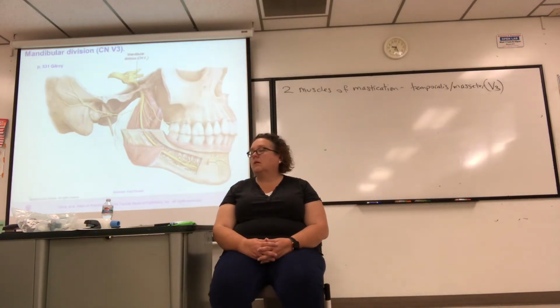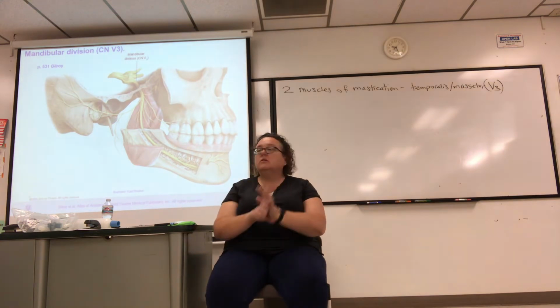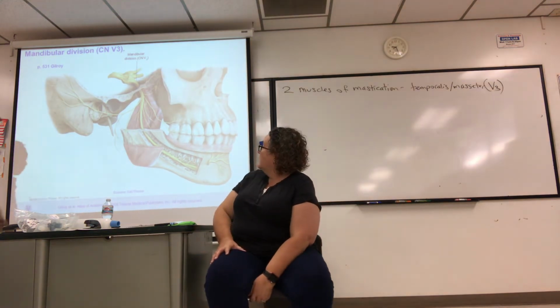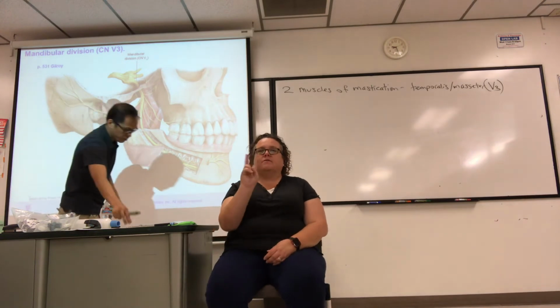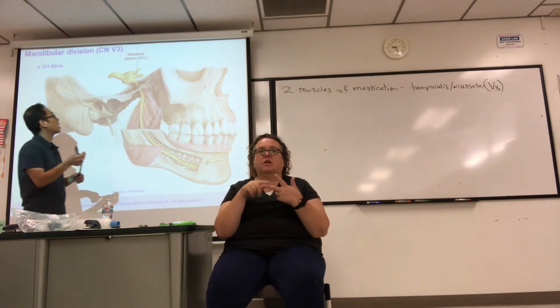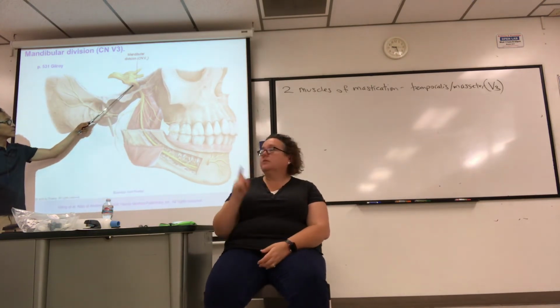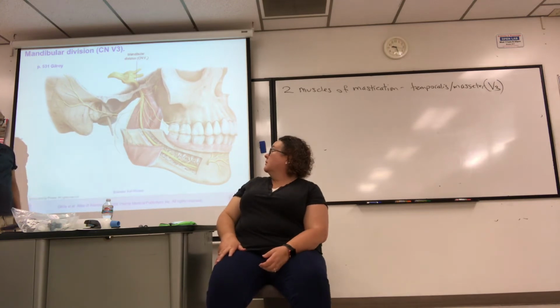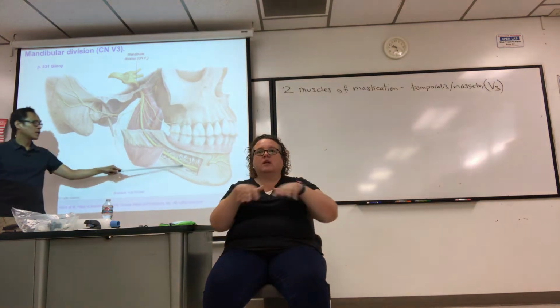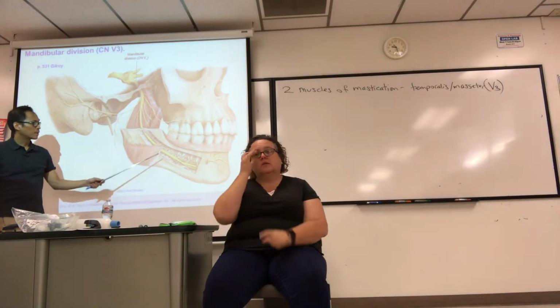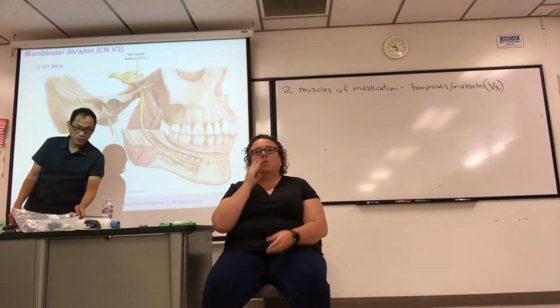Here's a picture of V3. If you look at the trigeminal nerve, it's got 3 branches, the third division right here. So it has all these branches to different things. It's even going to go in the jaw and supply nervous innervation to your teeth.